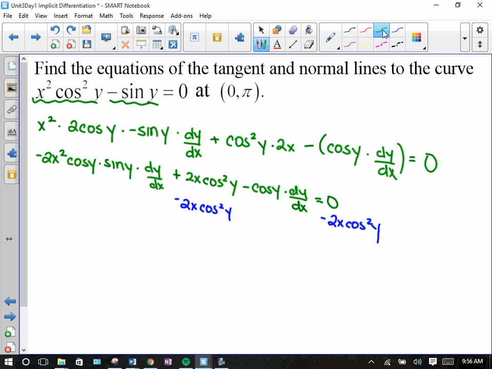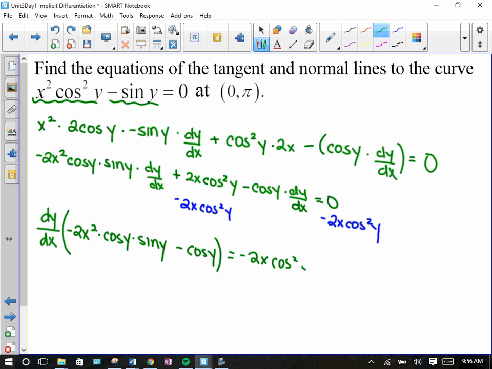Can we add a second step in here? This term has a dy/dx in it. This term has a dy/dx in it. What can I do with the dy/dx? Factor it out. So I factor dy/dx out, and I'm left with negative 2x squared times cosine y times sine y minus cosine y, which is equal to minus 2x cosine squared y.